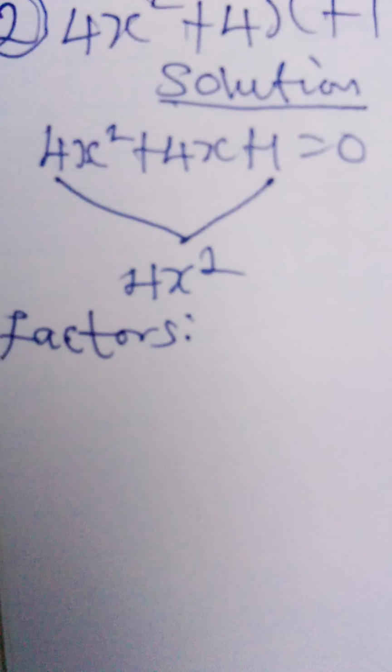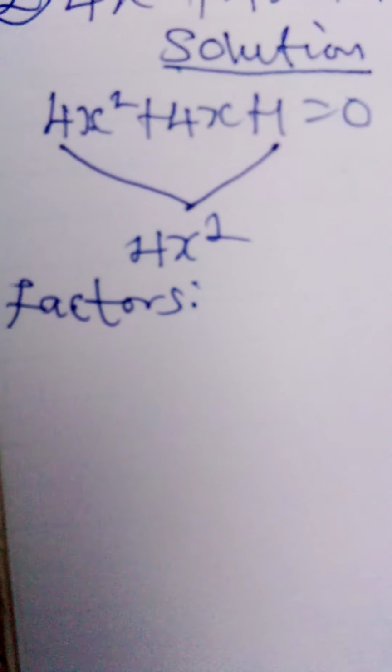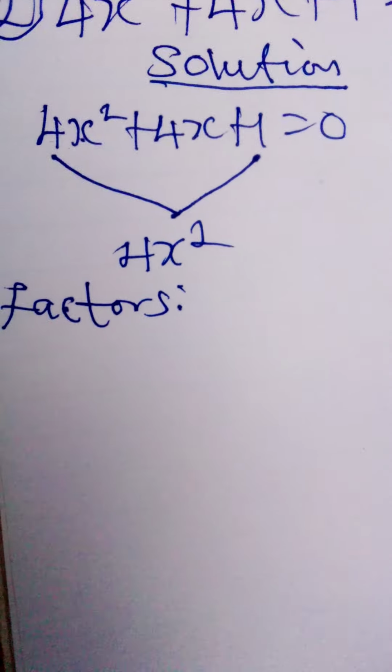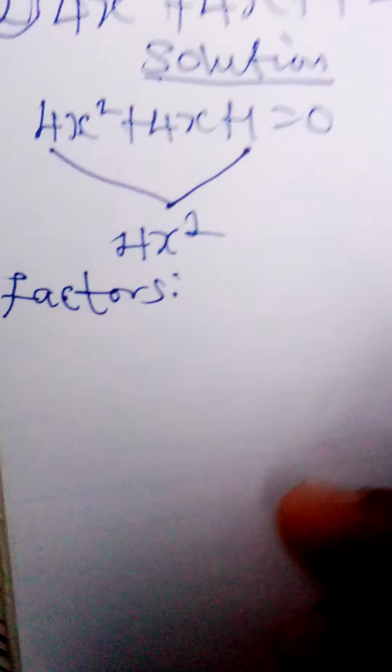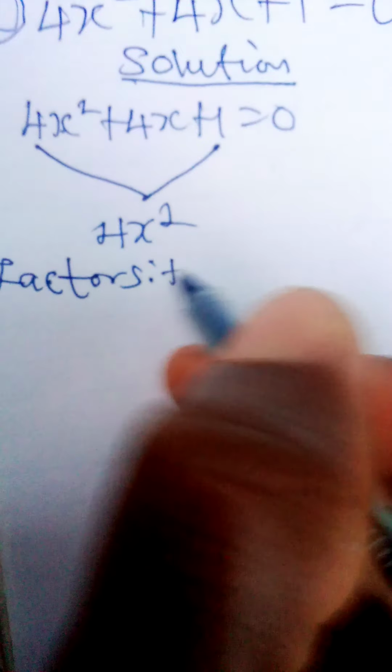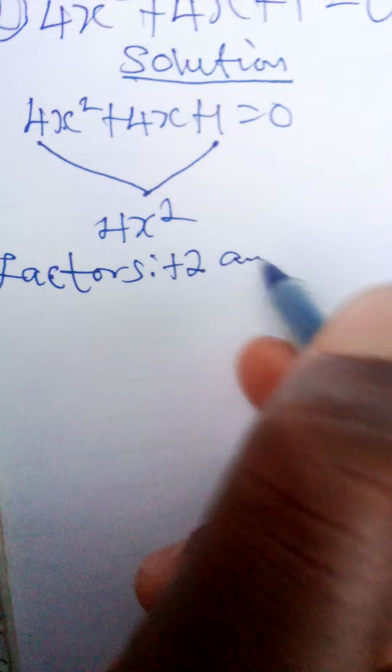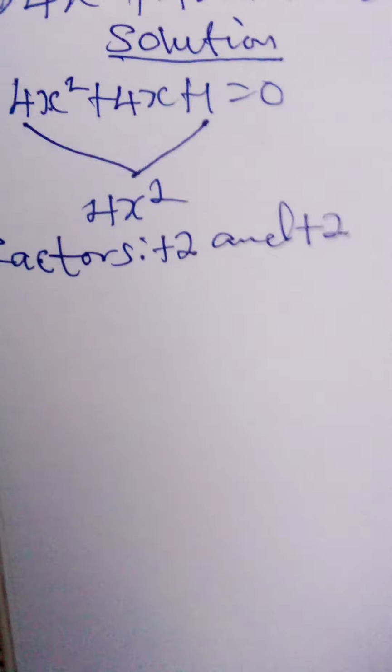And what about the factors? The factors are two numbers that if you multiply together is going to give you 4, and if you add them together is going to give you 4. What are the numbers? Numbers, if you multiply together, is going to give you 4, and if you add them together is going to give you 4. And the factors are positive 2 and another positive 2. That is positive 2 and positive 2.